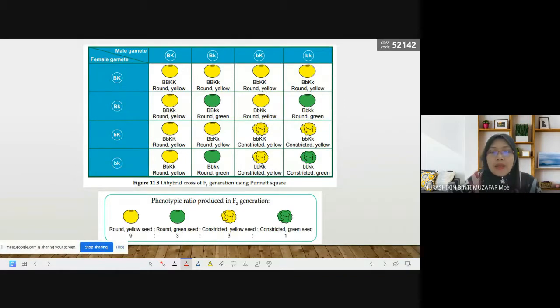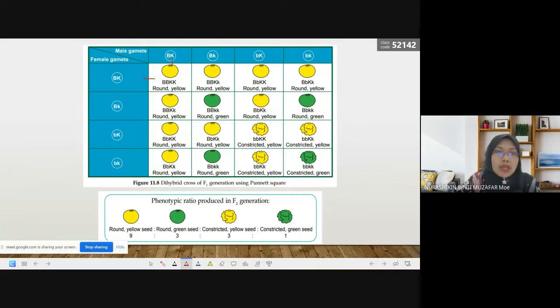Okay, then you need to cross it. The way to cross is easy, you settle one by one. Okay, first you cross this one with this one. So big B, big B, big K, big K. Put the genotype first. Write down the genotype first. And then below it, you know what its phenotype is. Round and yellow, because both are dominant. Yes, big B and big K.